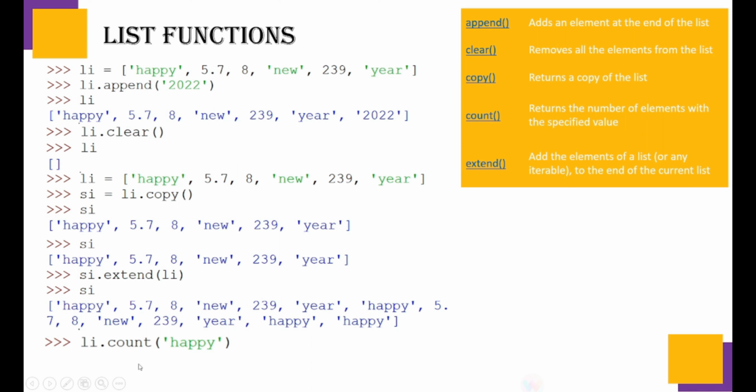Right? If I want to know the number of times a single value is present inside my list, let's say here in this example we have happy. Okay, I want to count happy. So I'll write li.count('happy'). It will just count happy. How many are there? 1, 2, 3, 4. So it will print 4.